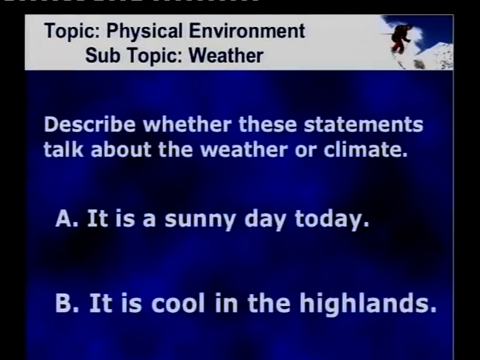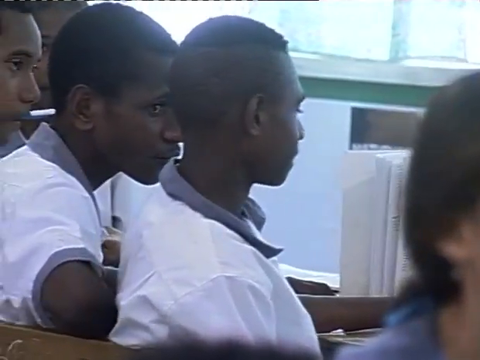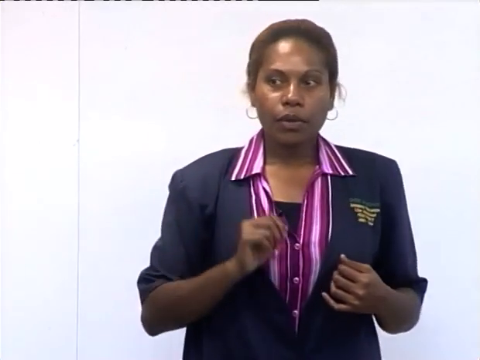All right, B. Stephen? It describes climate. All right, B describes the climate. It is cool in the highlands. You agree with Stephen? Yes. Okay, why? Why does it talk about the climate? Quickly. Why does it talk about the climate?